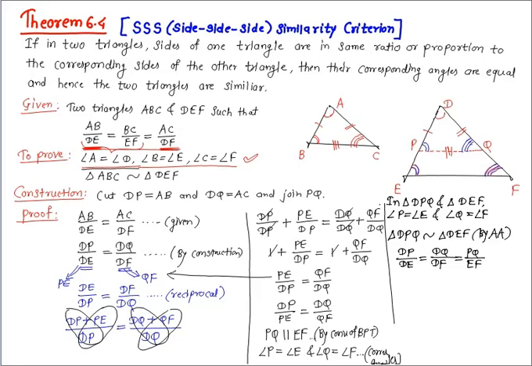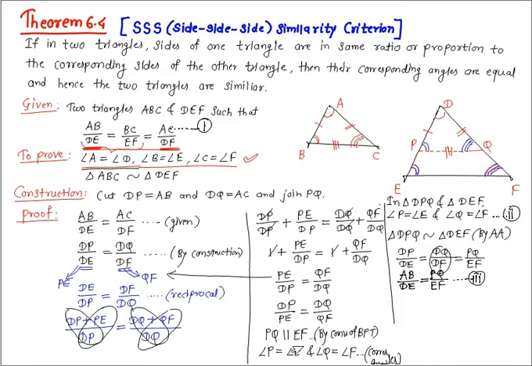Now we don't need this middle term. And we know DP equals AB by construction. So we can replace DP by AB. So we get AB by DE is equal to PQ by EF. Let's do the numbering to the equations. Let's give this given equation as 1, this as 2, this as 3.